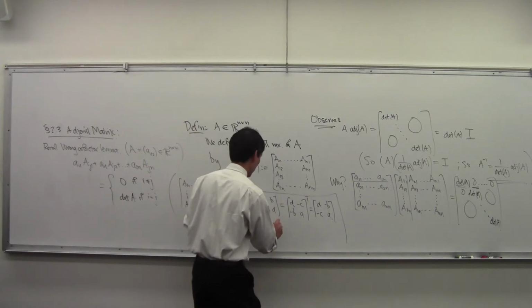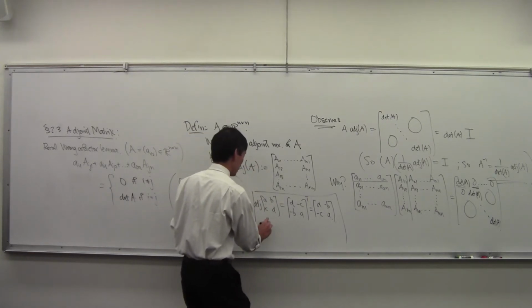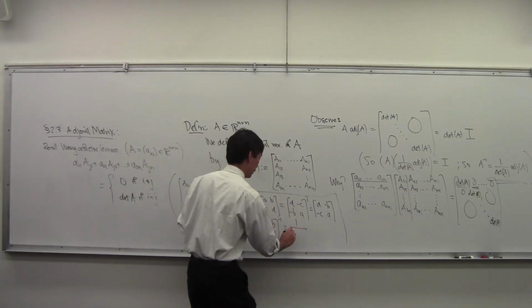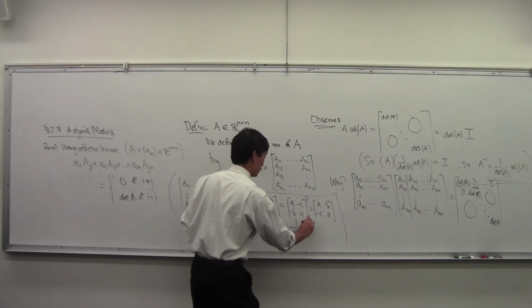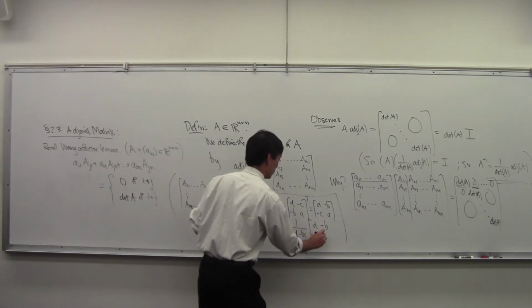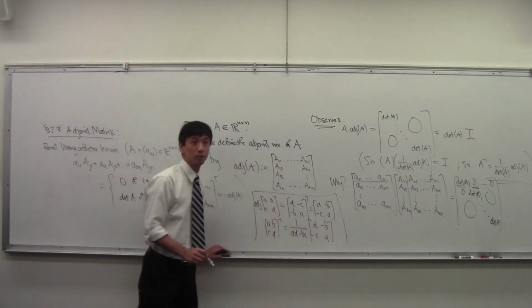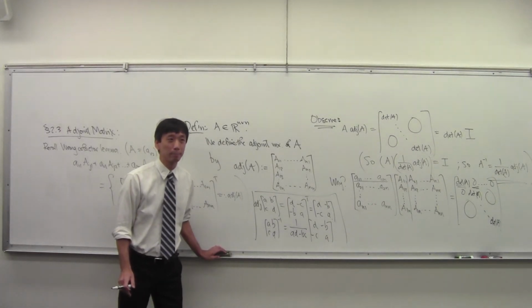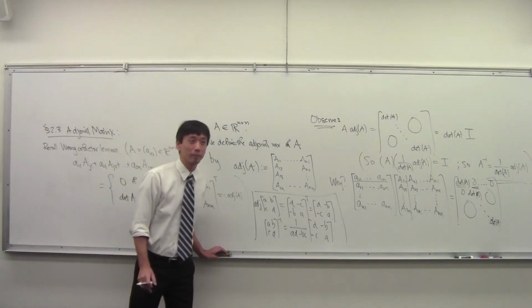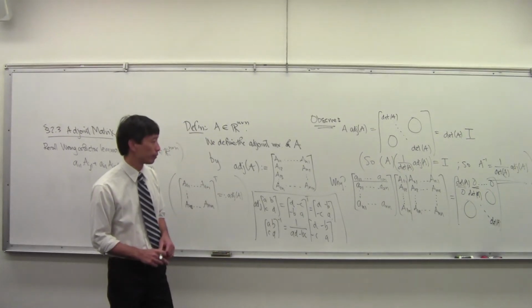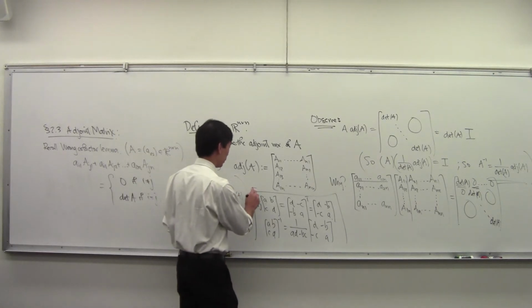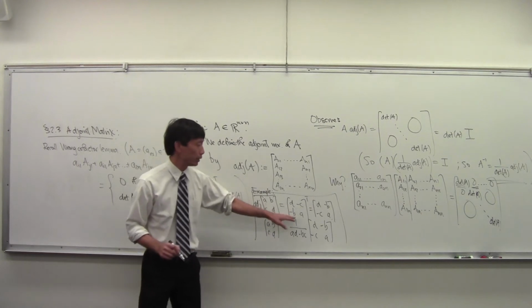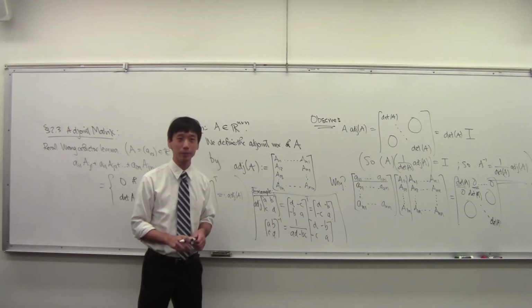And so the inverse of a 2 by 2 is always going to be 1 over the determinant times this, D, negative B, and so on. Which is a formula you may have seen in high school. So that's just an example of how you can use the adjoint matrix to get the inverse matrix.